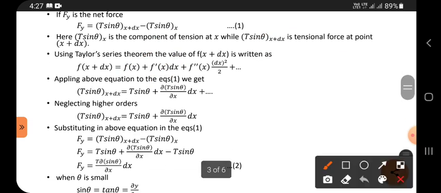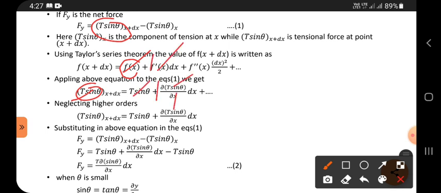Now applying this here, we get T sin theta plus dou by dou x of T sin theta into dx. Okay, so wherever f of x is there, only T sin theta is substituted. That's it. Wherever f of x is there, T sin theta. So here we have T sin theta, here also we have T sin theta, but dash means dou by dou x. Okay, so like this, and higher terms are not taken here.